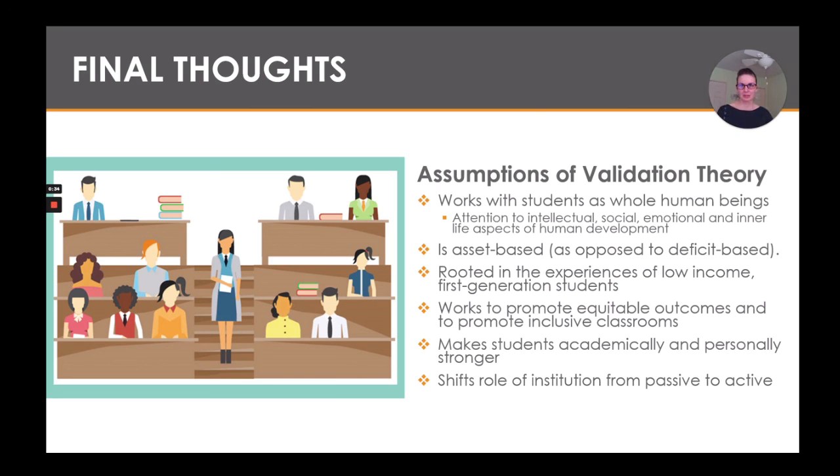And now for some final thoughts. Some assumptions of validation theory. It works with students as whole human beings. Attention to intellectual, social, emotional, and inner life aspects of human development. It is asset-based. It is rooted in the experiences of low-income, first-generation students, and it works to promote equitable outcomes and to promote inclusive classrooms. It makes students academically and personally stronger, and it shifts the role of the institution from passive to active.